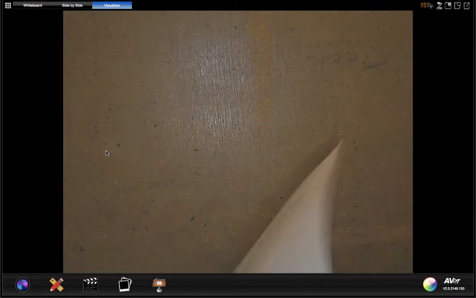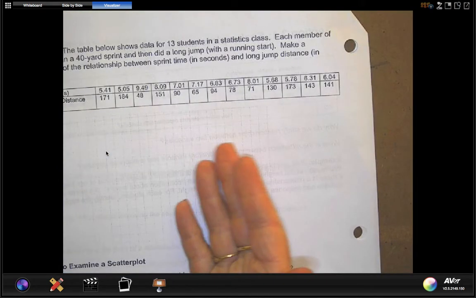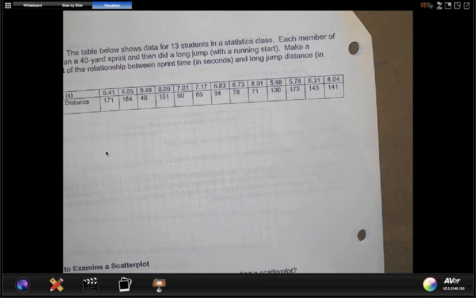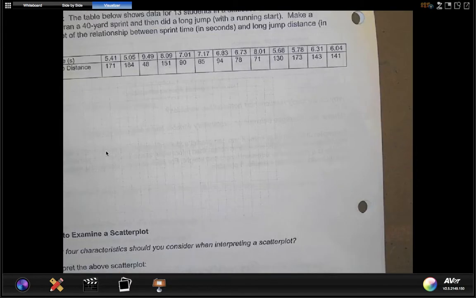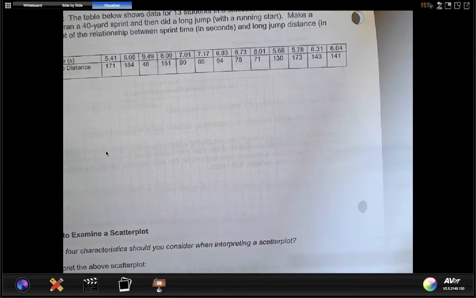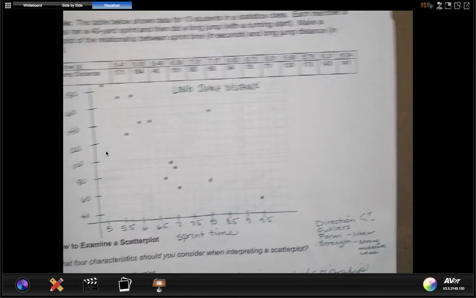All right, again, here's an example for you. You should all know how to make a scatter plot, so go ahead, pause the video, do the scatter plot on your own. I will show you the scatter plot in a second. Well, this is what it ends up looking like. So here's your scatter plot.